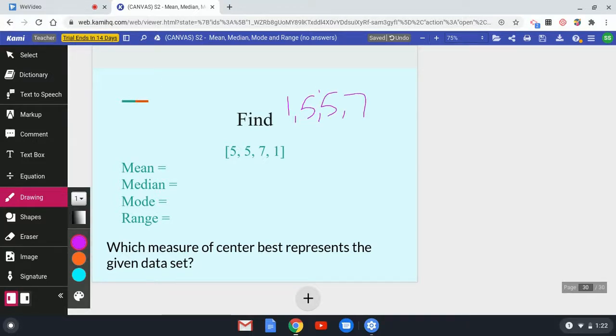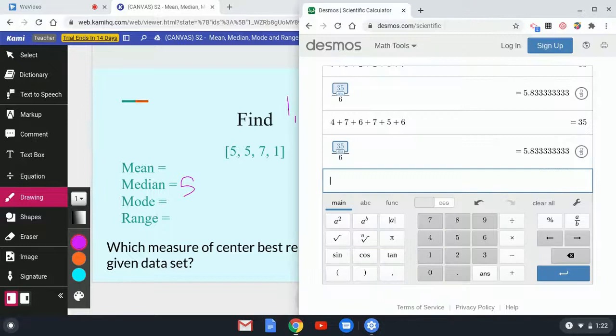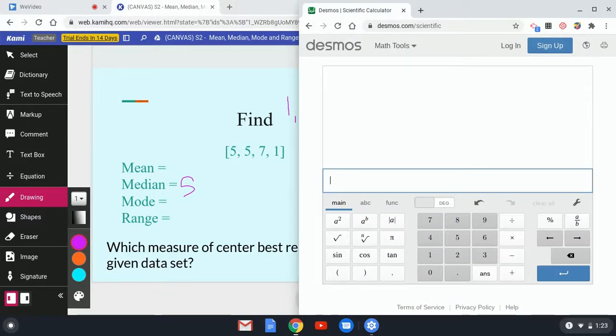Hey diddle diddle, the median's the middle. You add and divide for the mean. Now, if you wanted to do it by hand, you could. You don't have to use the calculator. Oh, goodness. How do I? There we go. 5 plus 5 plus 7 plus 1.